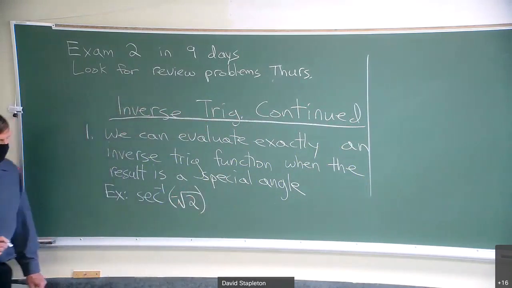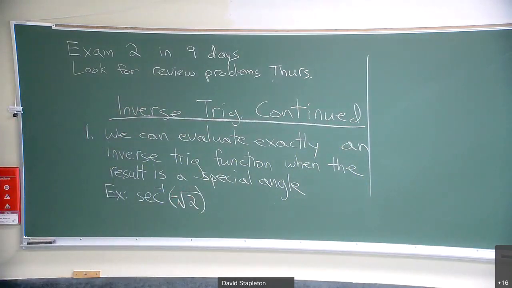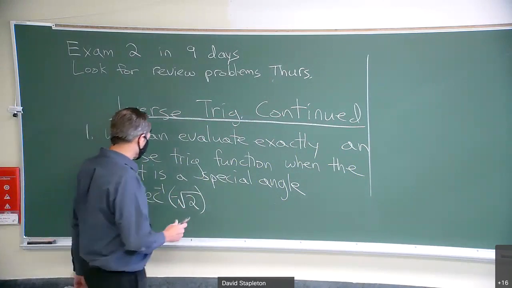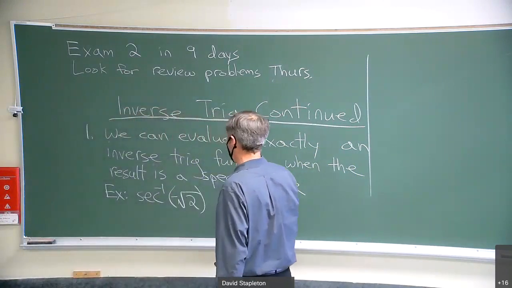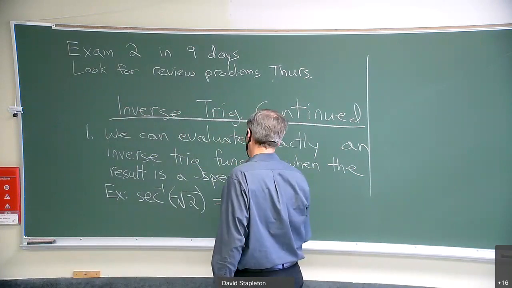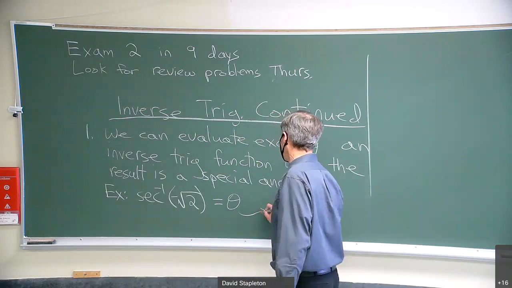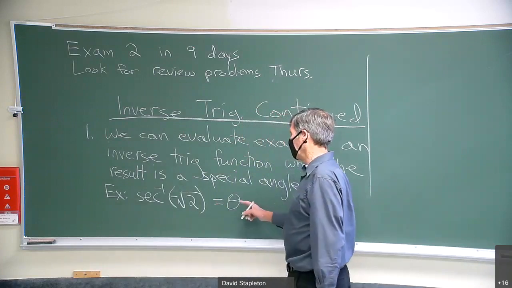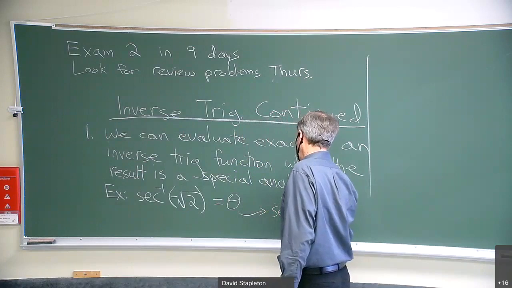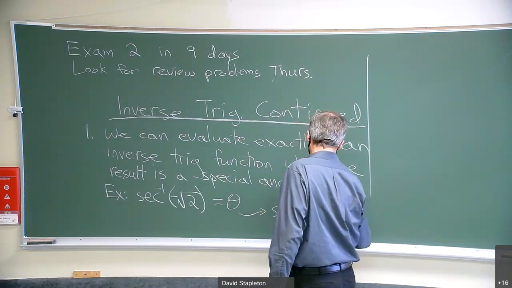How do we do that one? A lot of calculators will do this exactly also, but they don't usually have an inverse secant button. What you can do is say, well, let's let inverse secant be theta. Then what we want is for secant theta to be equal to minus square root 2.